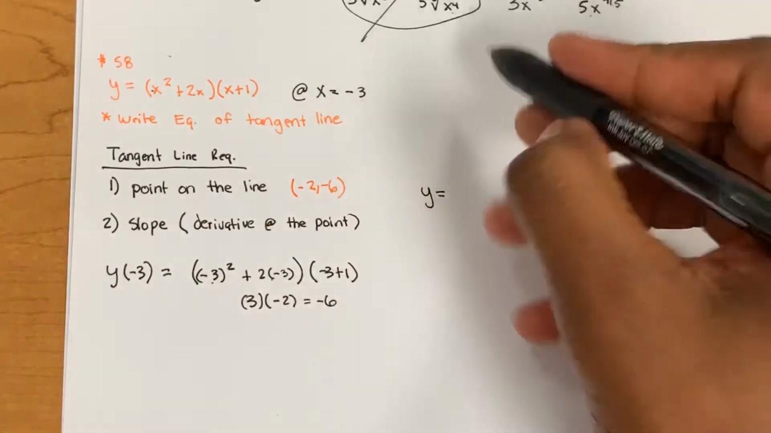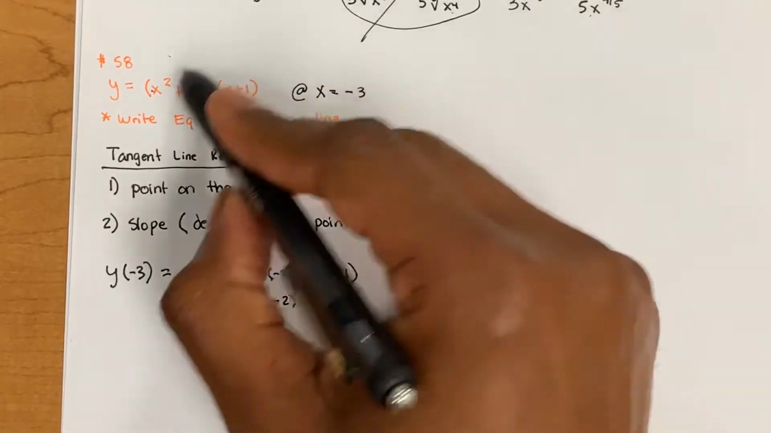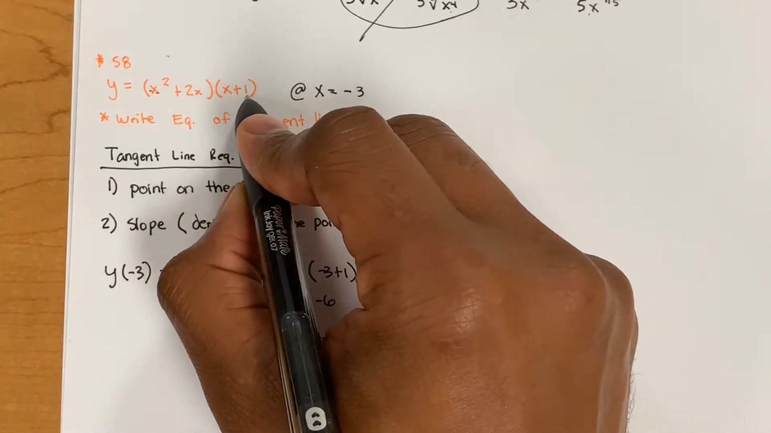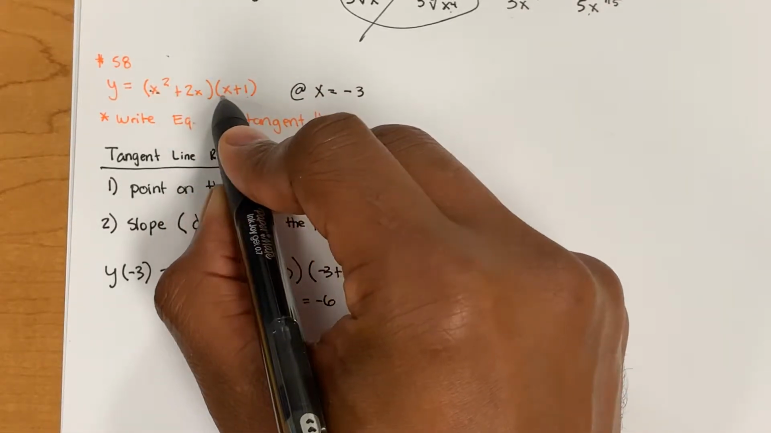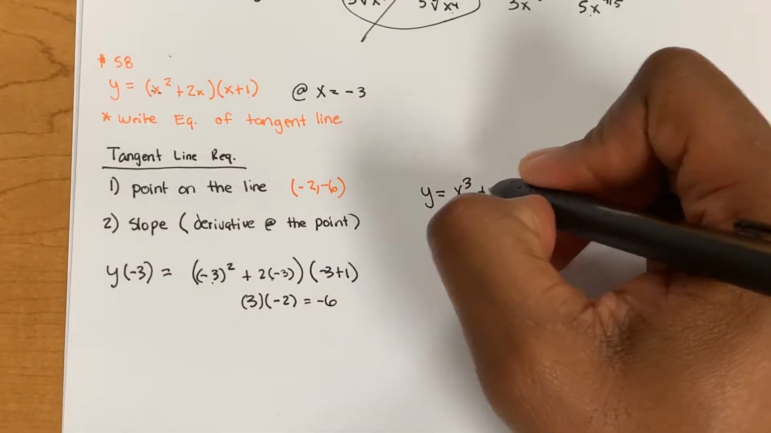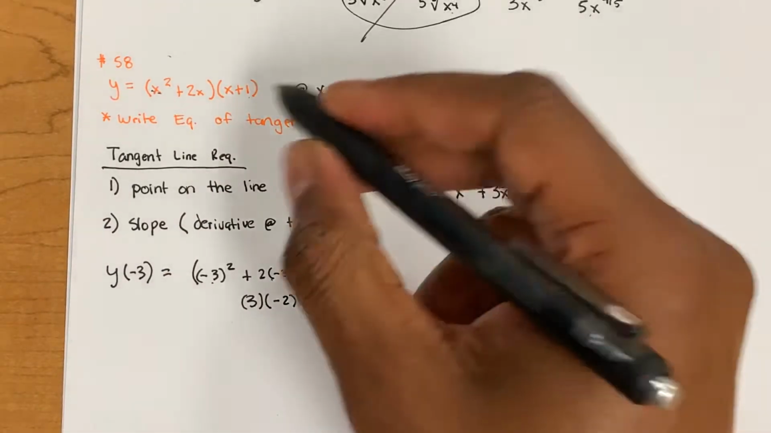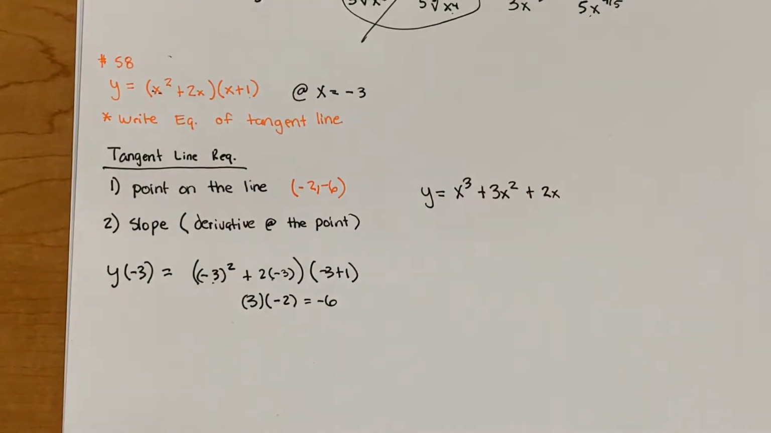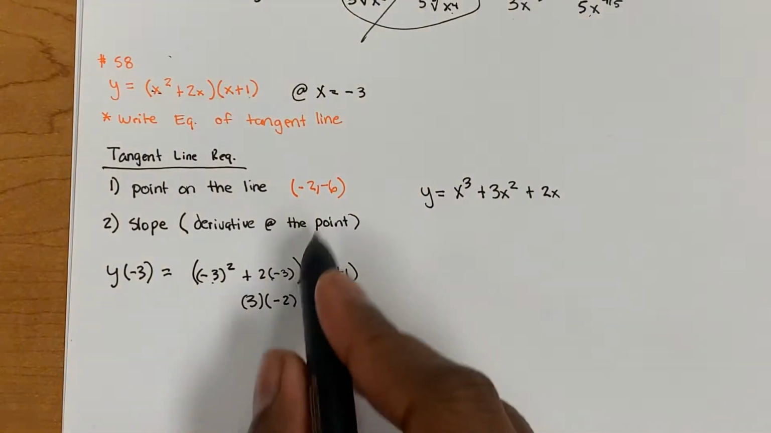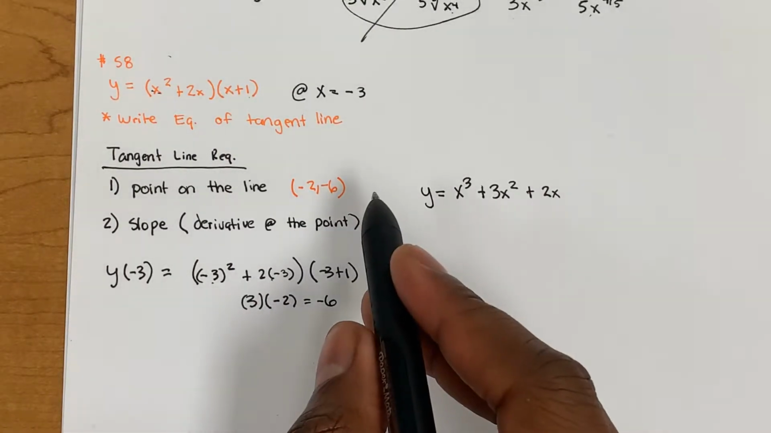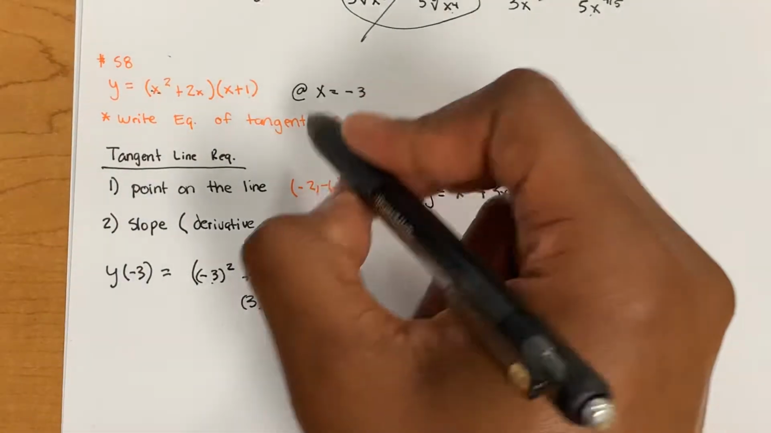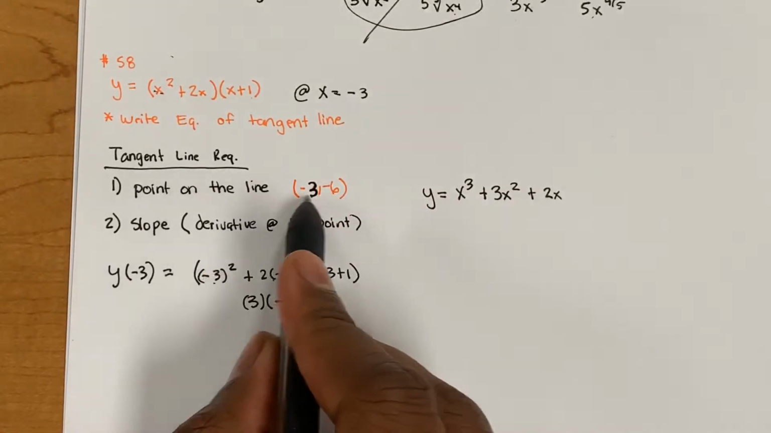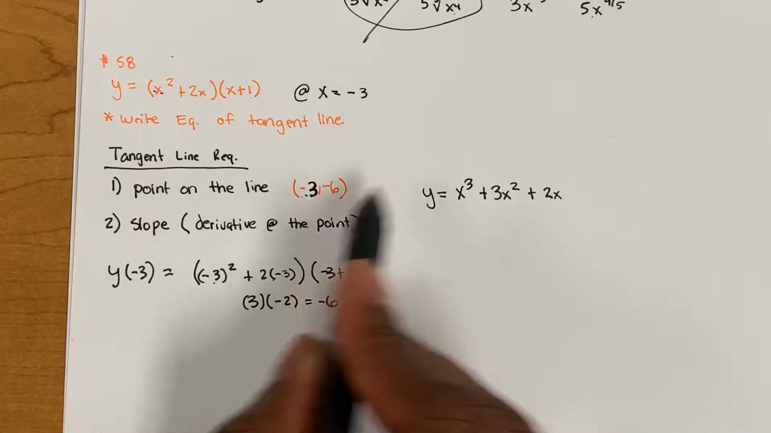equals x squared times x, which gives us x cubed. X squared times 1 is plus x squared, but then 2x times x is 2x squared, so in total we get plus 3x squared, and then 2x times 1 is plus 2x. Let me check my math on this because I have a habit of making mistakes. This point is -3, -6, so not -2, -6. This should be -3, -6.